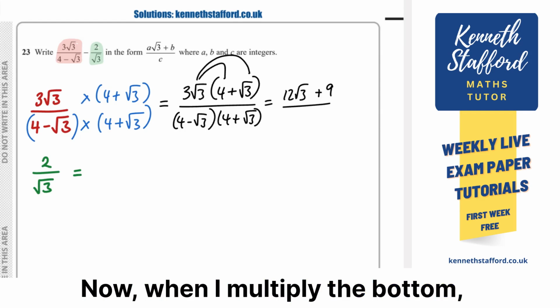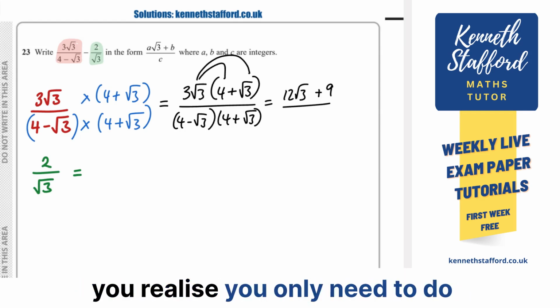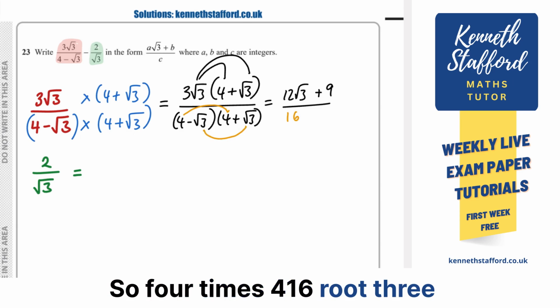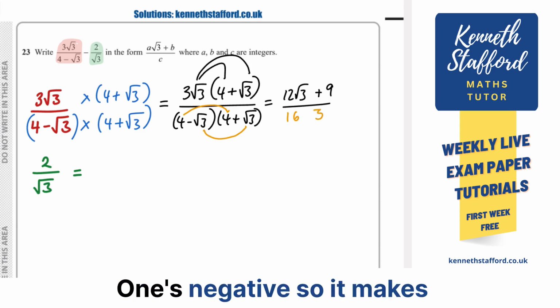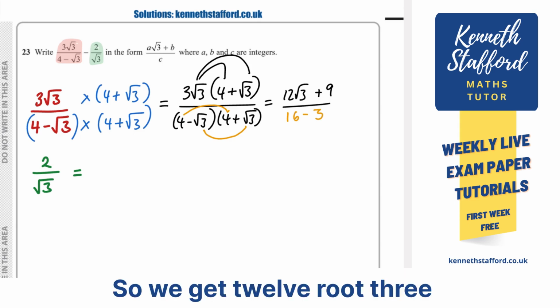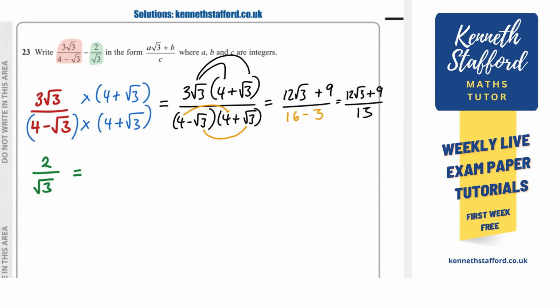Now when I multiply the bottom, the whole point of this is that it's going to get rid of the surds. And once you do enough of these, you realize you only need to do the front 2 times the back 2. So 4 times 4 is 16. Root 3 times root 3 is 3. 1's negative, so it makes the answer negative. So we get 12 root 3 plus 9 over 13.